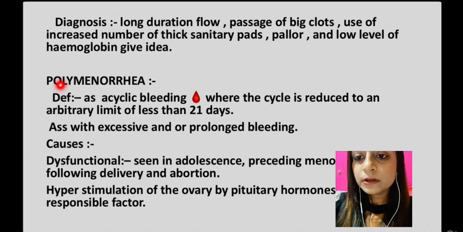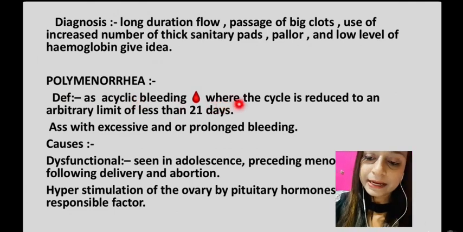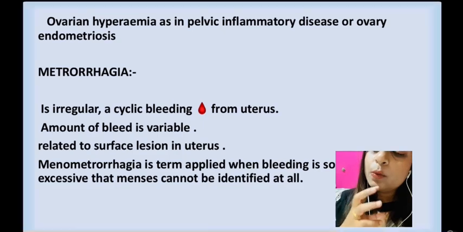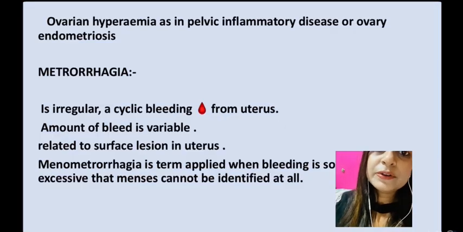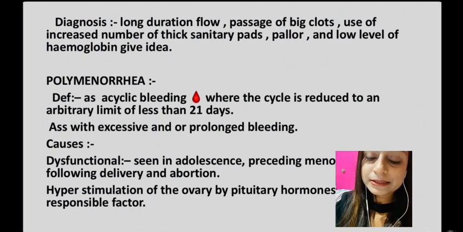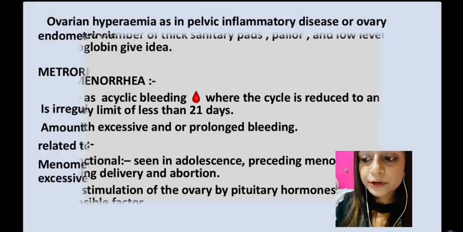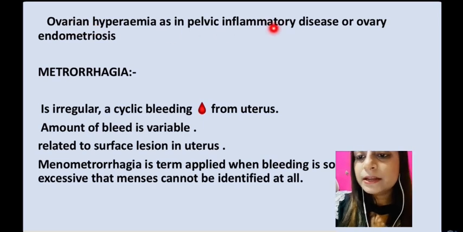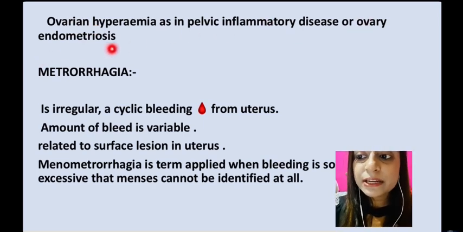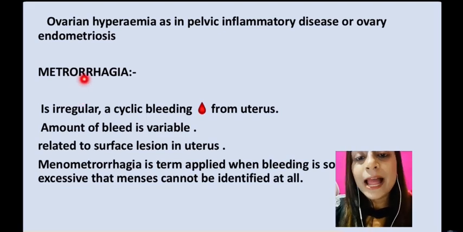Next, coming to polymenorrhea. What is the definition of polymenorrhea? It is cyclic bleeding where the cycle is reduced to an arbitrary limit of less than 21 days. It is associated with excessive and prolonged bleeding. The cause is dysfunction, which is seen in adolescence, preceding menopause and following delivery and abortion. Hyperstimulation of the ovary by pituitary hormones may be a responsible factor. Next, ovarian hyperemia, as in pelvic inflammatory disease or ovarian endometriosis.